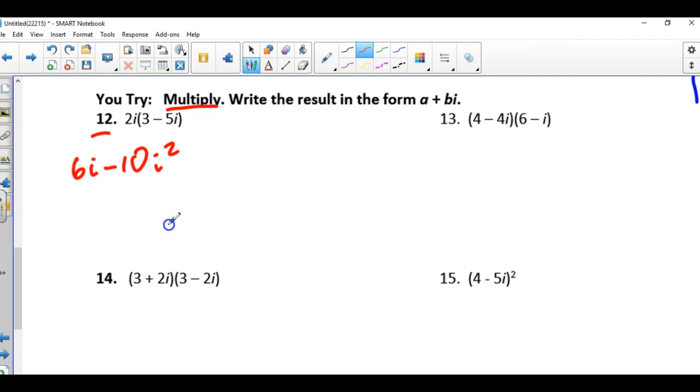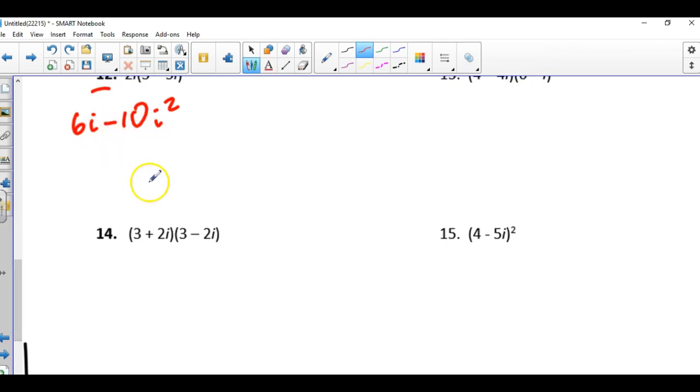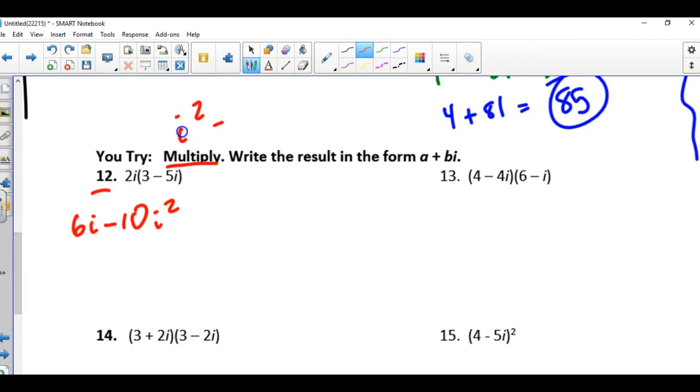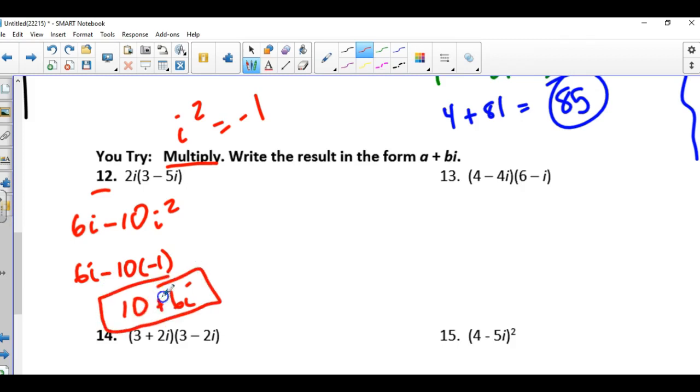Okay. So now you want to go, all right, how do you simplify this? Well, remember i squared is -1. All right. So if i squared is -1, that means what I have here is really 6i minus 10 times -1. Sorry about that. Minus 10 times -1. So now simplify. -10 times -1 is actually +10. All right, and then I just have plus 6i. All right, so 10 plus 6i, okay?